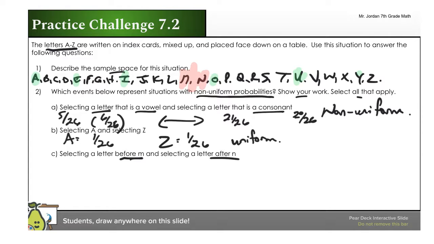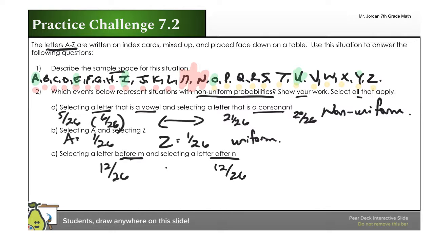So I'm going to count how many before M. 1, 2, 3, 4, 5, 6, 7, 8, 9, 10, 11, 12. So there are 12 out of 26 before M. And what about after N? Let's do yellow. So after N would be 1, 2, 3, 4, 5, 6, 7, 8, 9, 10, 11, 12. So there are 12 out of 26 that are after the letter N.